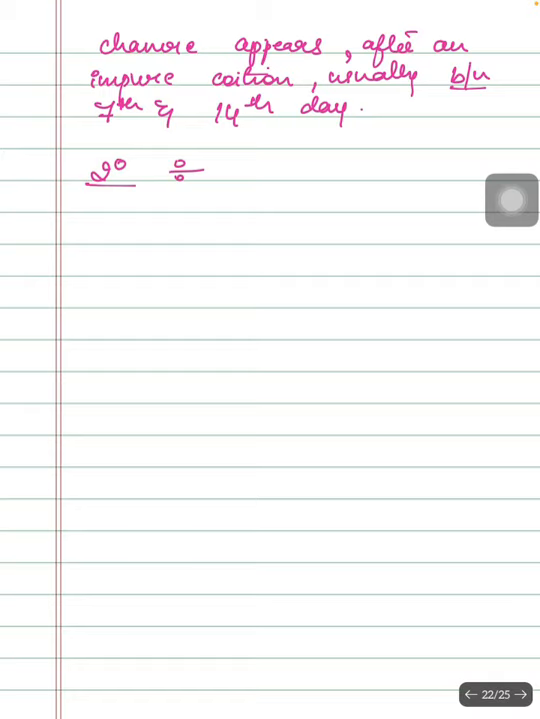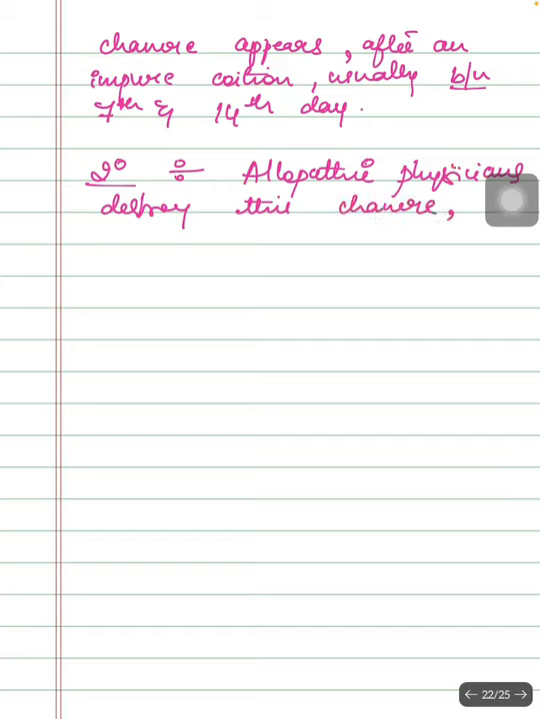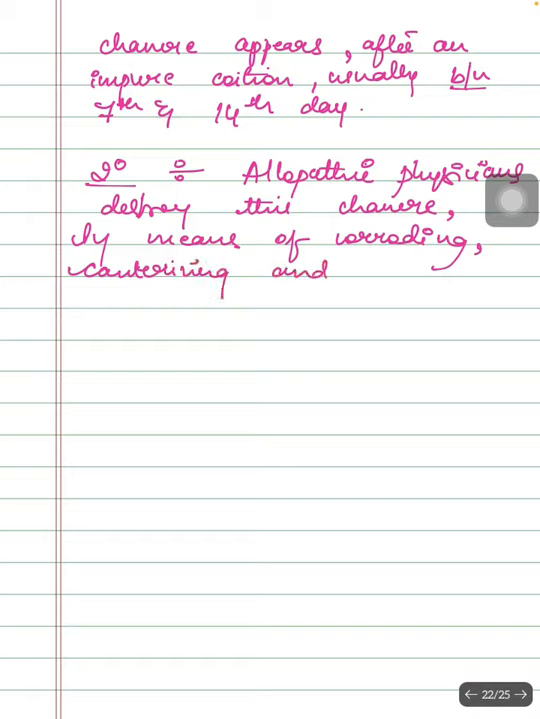So there are 2 manifestations. Firstly, there is venereal chancre, as I have explained the types, which is primary, secondary, latent, tertiary and congenital. So in the Organon also there are primary manifestations and secondary manifestations. When the allopathic physicians destroy this chancre by means of corroding, cauterizing and desiccating substances, the chancre is replaced by a more painful substitute, which is the bubo, which hastens outwardly towards suppuration.